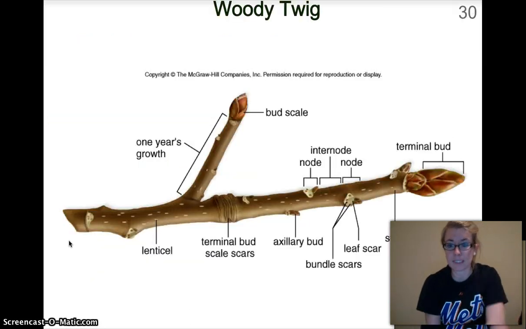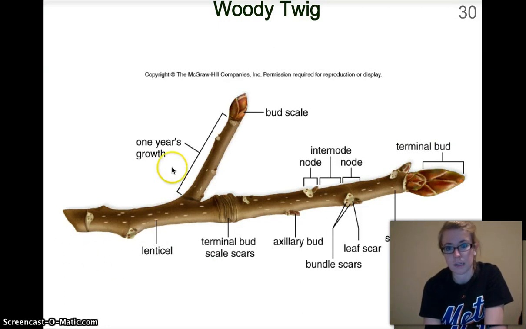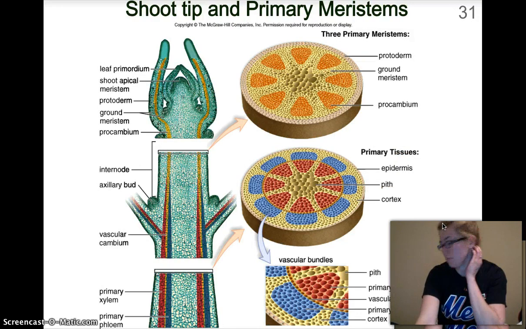Okay, so this is how your book likes to describe it. Here are the terminal buds, and here's another terminal bud because this is a different shoot. This is the growth that has happened in 1 year. You can tell there's a bunch of axillary buds like we talked about before, and there's nodes and internodes. There used to be old leaves here, but they have fallen off and left leaf scars. The terminal bud is where the apical meristem is located.